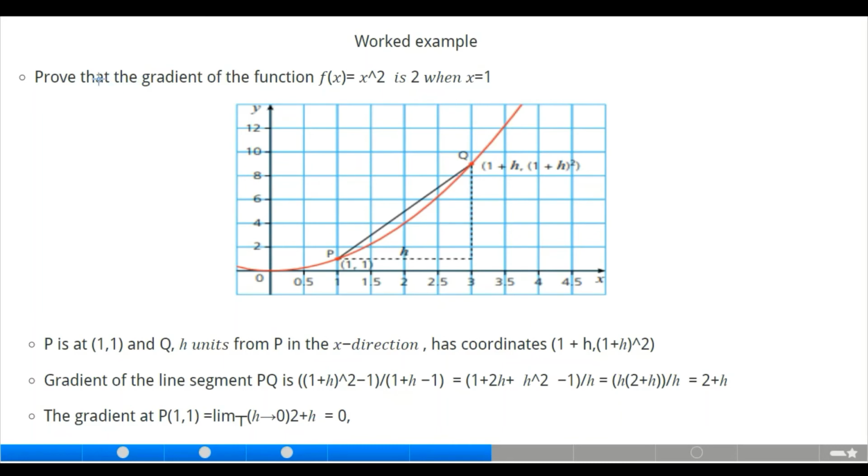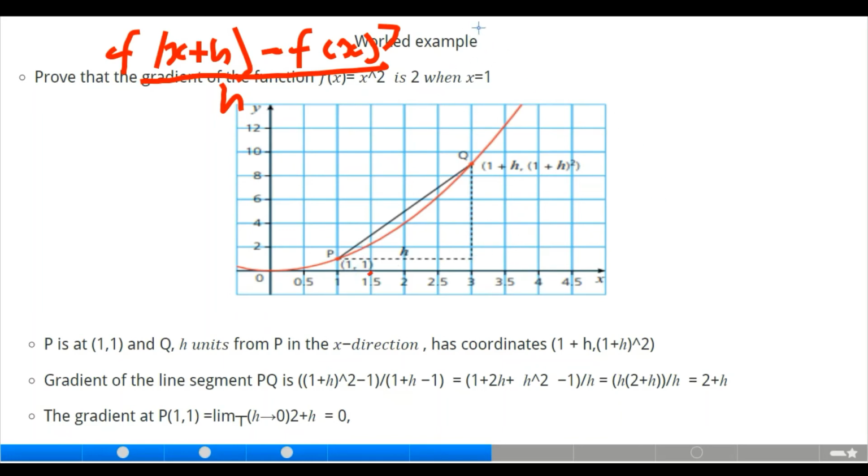So what is change in y divided by change in x? That is going to be f of x plus h in brackets minus f of x, everything divided by what? Divided by h. Now, from this graph here, we have x2 to be 1 plus h, y2 to be 1 plus h all squared, right? And for this one, 1 is x1 and 1 is y1.